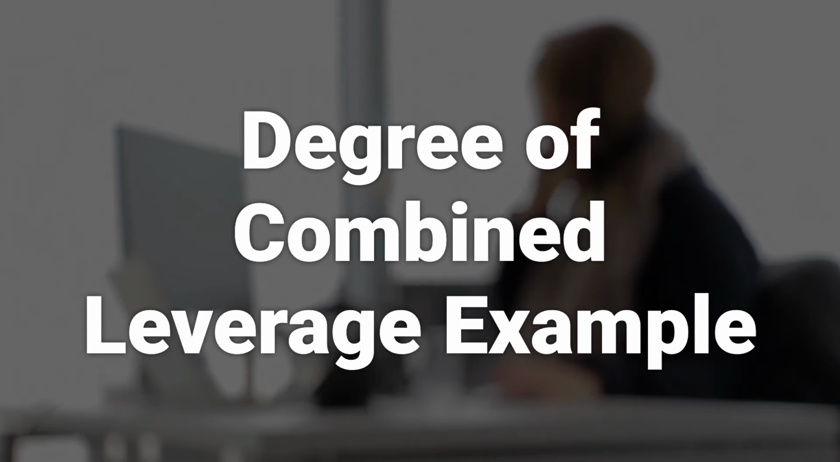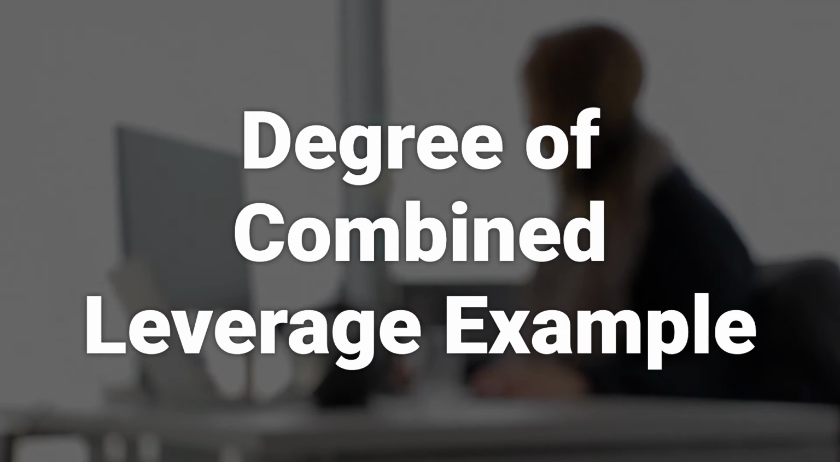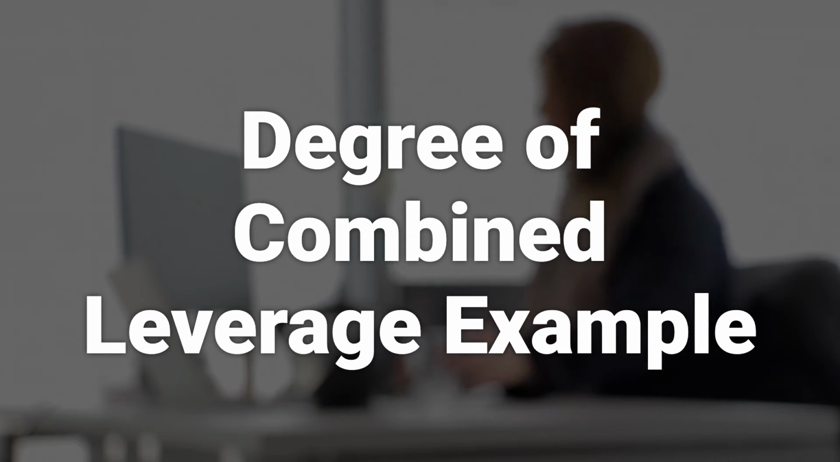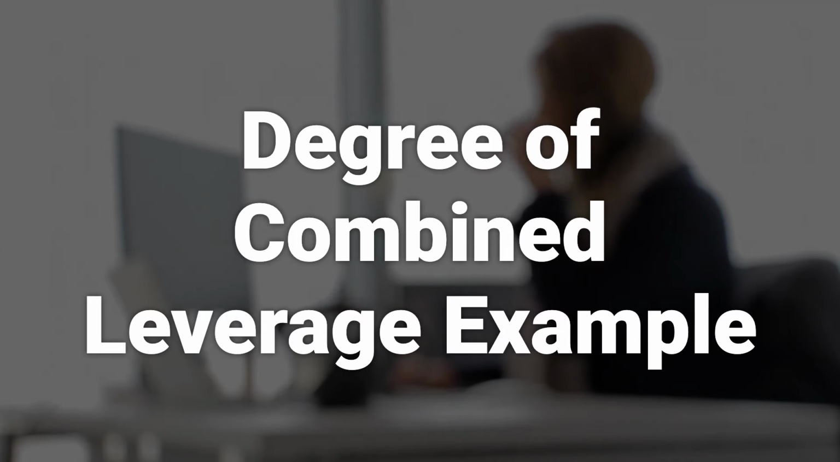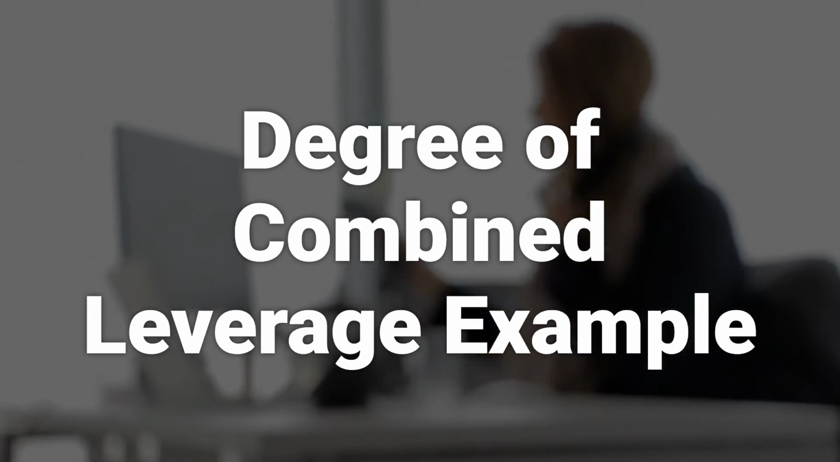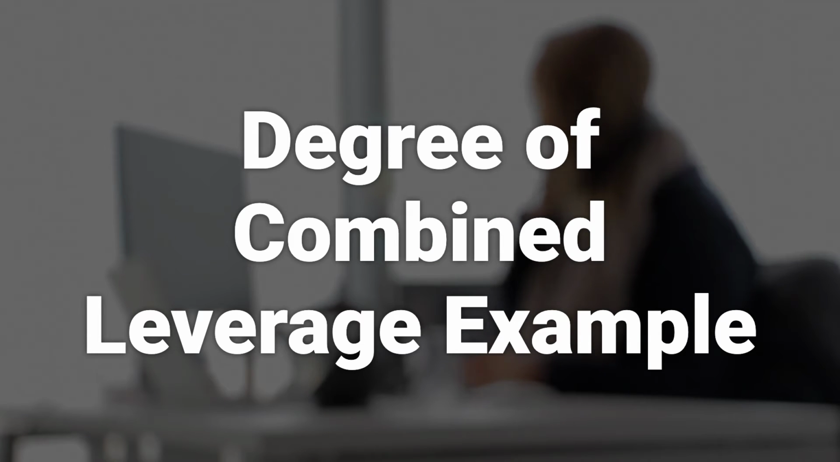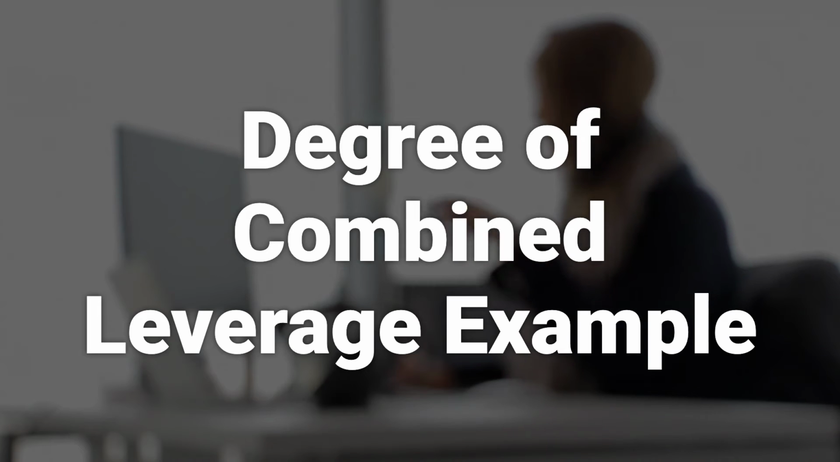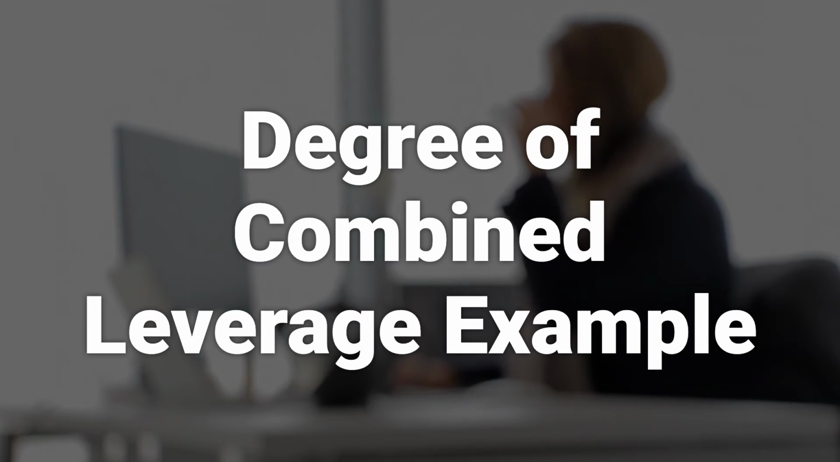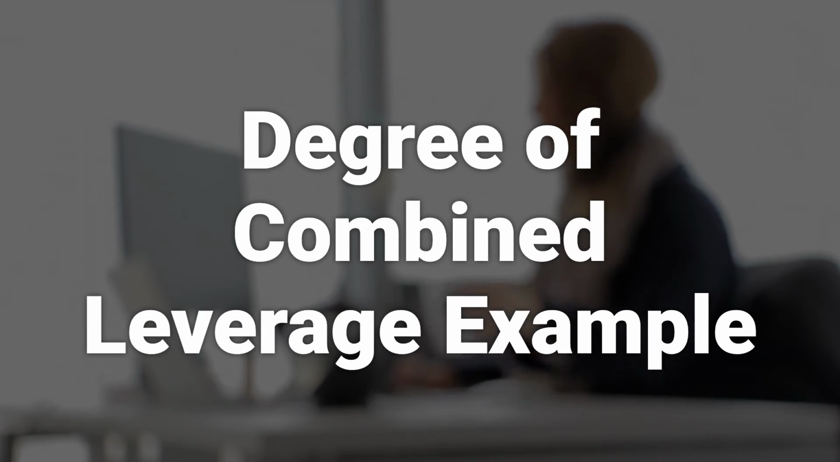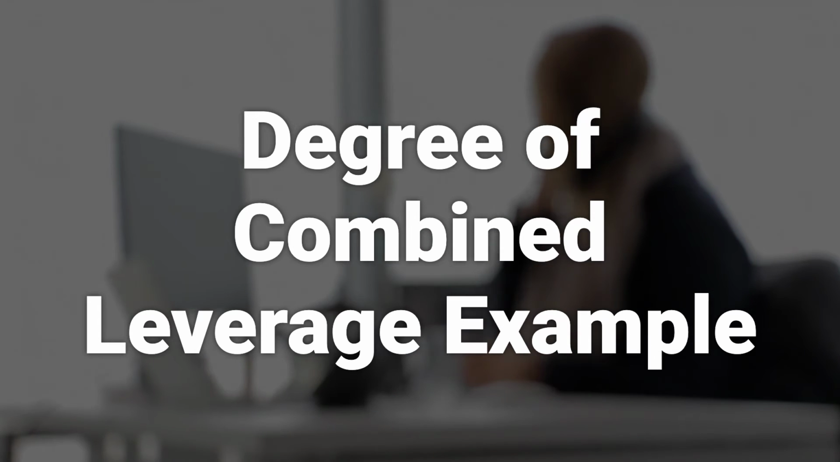As stated previously, the degree of combined leverage may be calculated by multiplying the degree of operating leverage by the degree of financial leverage. Assume hypothetical company Space Rocket had an EBIT of $50 million for the current fiscal year and an EBIT of $40 million for the previous fiscal year, or a 25% increase year over year. Space Rocket reported sales of $80 million for the current fiscal year and sales of $65 million for the previous fiscal year, a 23.08% increase.